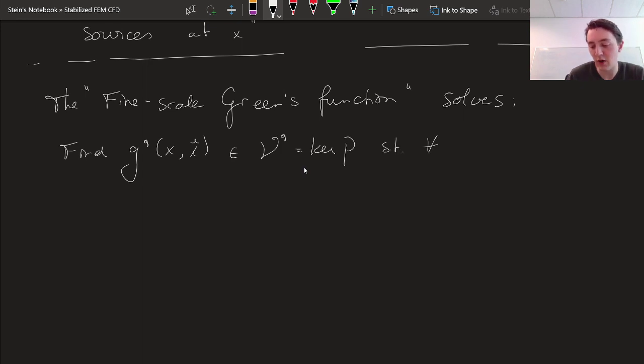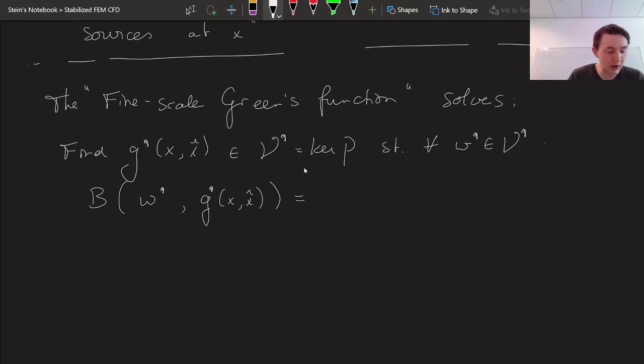such that for all test functions, and I'll introduce a new symbol here, w prime in the fine scale space, we have that the bilinear form of w prime comma g prime is going to be equal to simply w prime at x hat.